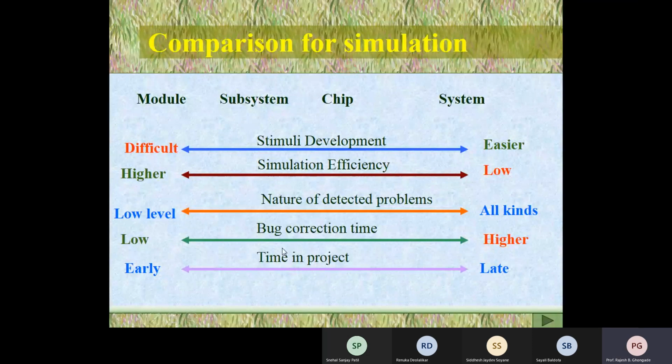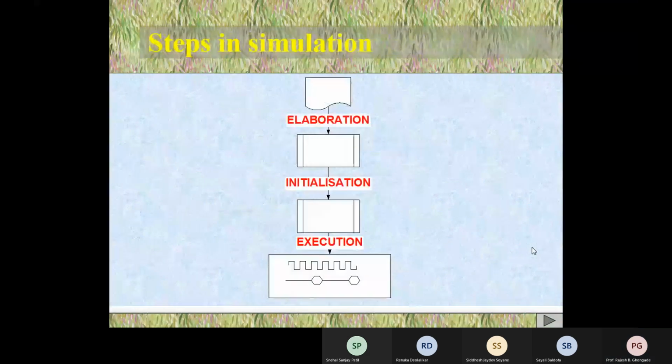So when do you do this simulation? Module level simulation is done very early in the development stage, whereas system level simulation is done obviously when all the modules, subsystems, and chip are ready. So these are the pointers as to the different levels at which simulations can be carried out.